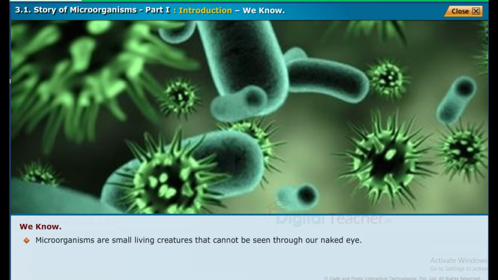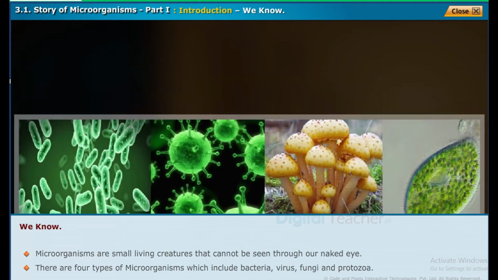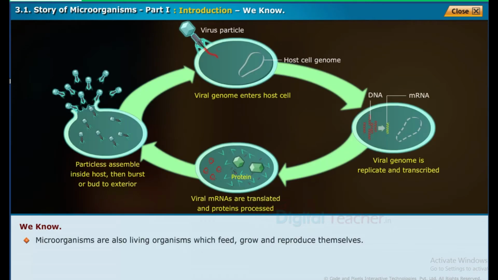Microorganisms are small living creatures that cannot be seen through our naked eye. There are 4 types of microorganisms, which include bacteria, virus, fungi, and protozoa. Microorganisms are also living organisms which feed, grow, and reproduce themselves.